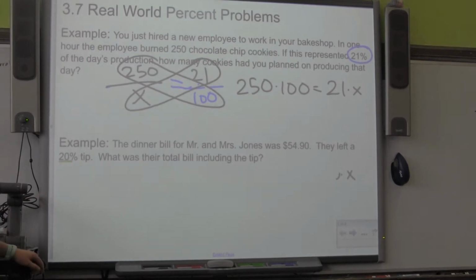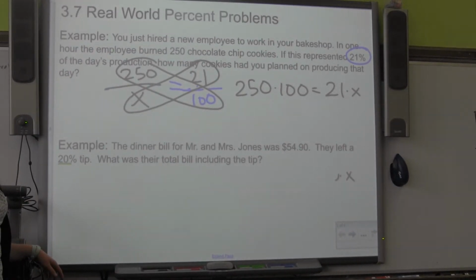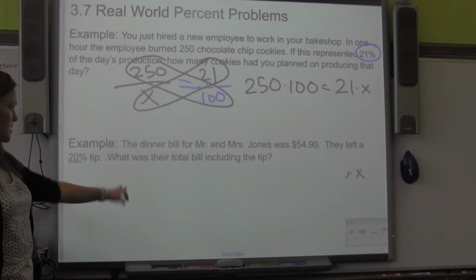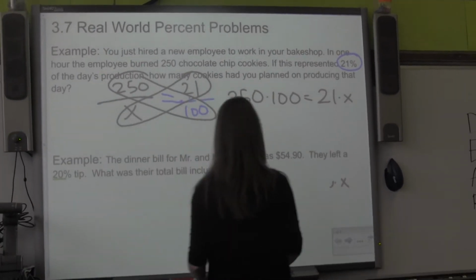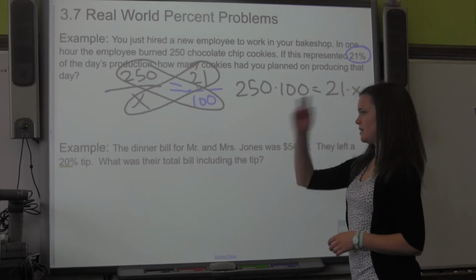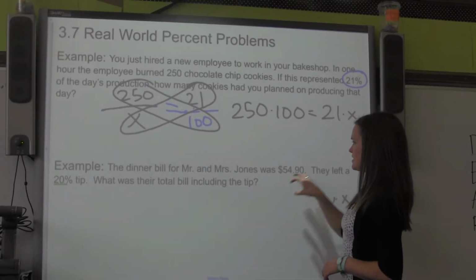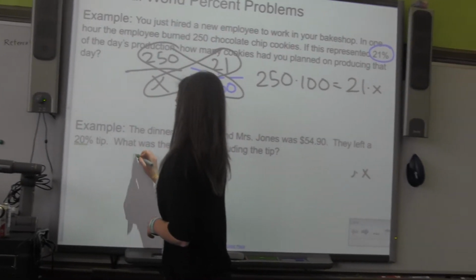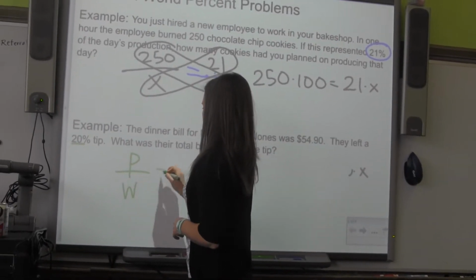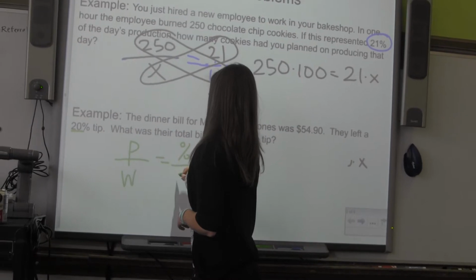The dinner bill for Mr. and Mrs. Jones was $54.90. They left a 20% tip. What was their total bill, including the tip? Okay. So again, I'm looking at a percent, and I'm asked to find the actual part. So I'm going to set up my percent proportion. Part over whole equals percent over 100.